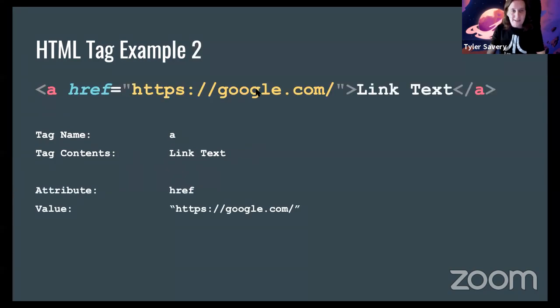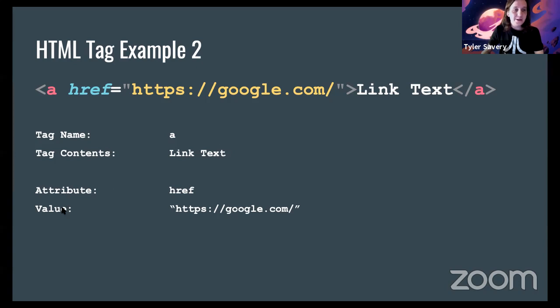I can give you another example of a tag right now. This one's a little more complicated. There's a little bit more going on here. So this is called an A tag. It's basically A because it's an anchor tag. It's used for links. So it has a name of A. It has contents of link text. But there's this other thing going on here, which I've made a different color.